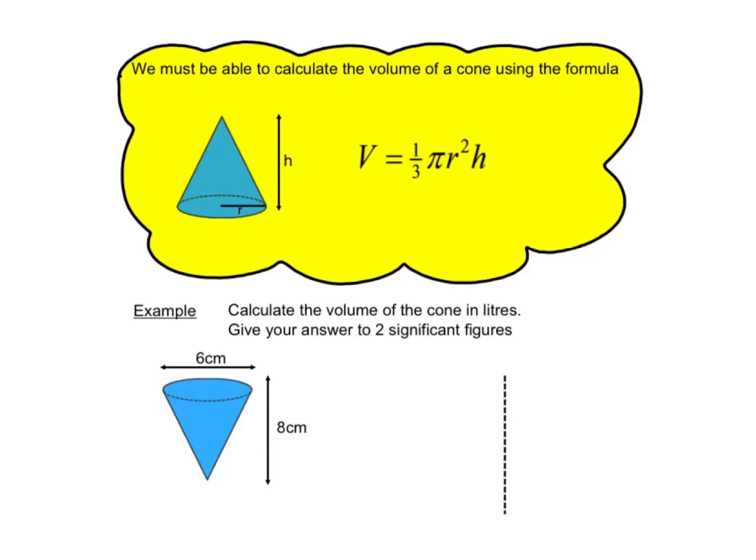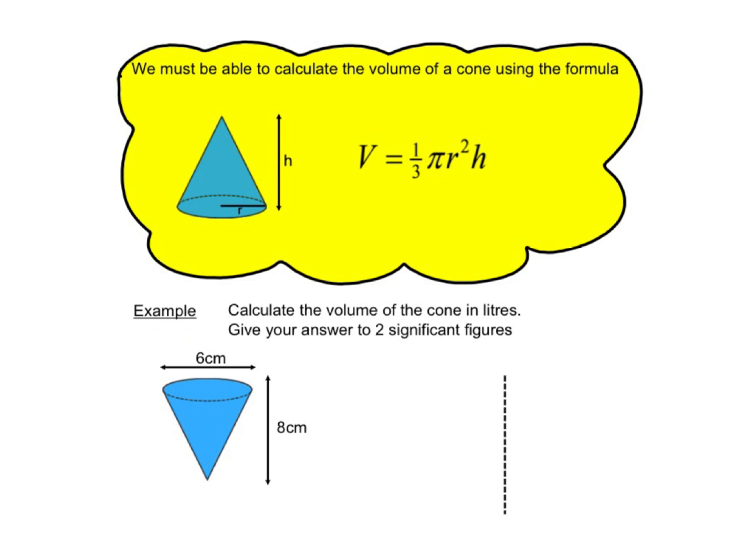In this video we'll look at how to calculate the volume of a cone, and we have the formula for that here. Volume of a cone is 1/3 pi r squared h. So the volume of a cone is 1/3 of the volume of a cylinder formula.